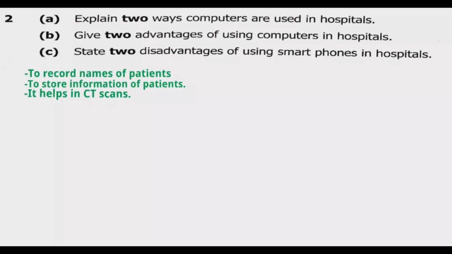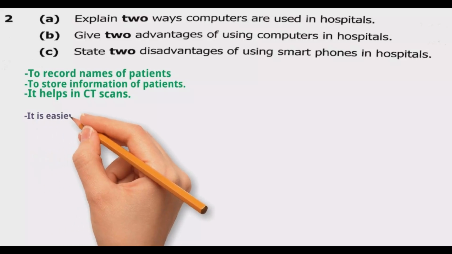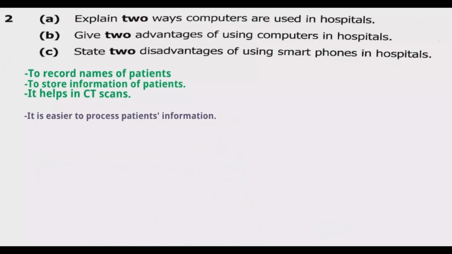We go to question number 2B. 2B is: give two advantages of using computers in hospitals. Two advantages of using computers in hospitals. One, they are very fast in processing patients' information. Okay, they are very fast.